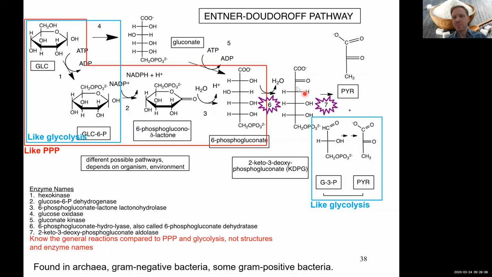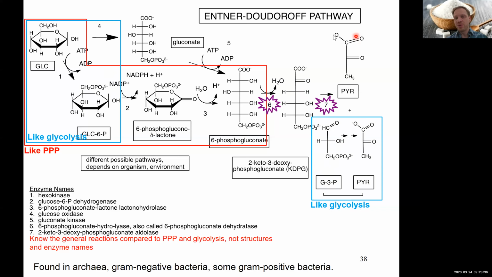And then the next step is a cleavage, a carbon-carbon cleavage reaction, much like we had seen in our priming phase of glycolysis. But with a major difference here: we're not generating DHAP and G3P that we then can convert into two molecules of G3P by isomerization. We're actually generating one molecule of G3P and one molecule of pyruvate.